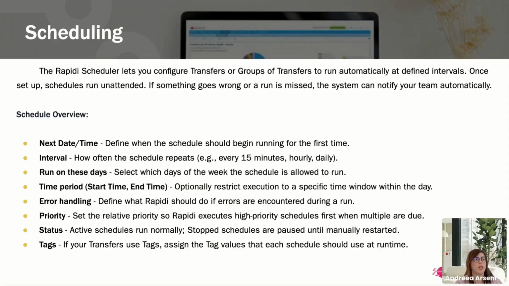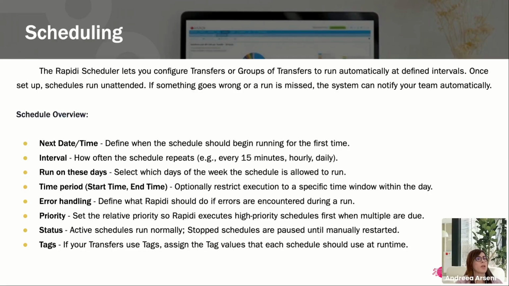Now, let's talk a bit about scheduling and schedules in general. As you know, within Rapidi, you have the option to configure transfers or even groups of transfers so that they run automatically, right? So you can set up schedules for individual transfers or for groups, if you want to. When you have your schedules set up, they will run at defined intervals. For example, you can set up a schedule that is supposed to run every 10 minutes. So every 10 minutes, that schedule will run accordingly. And of course, they will run based on that interval that you have set up, so you don't have to intervene afterwards, right? They just do their thing, and then you just monitor the schedules and make sure that everything is okay.